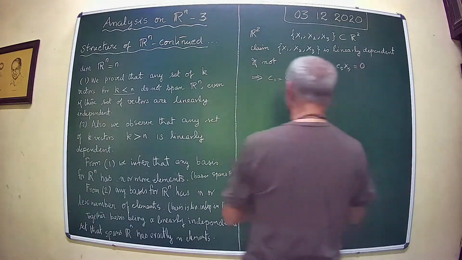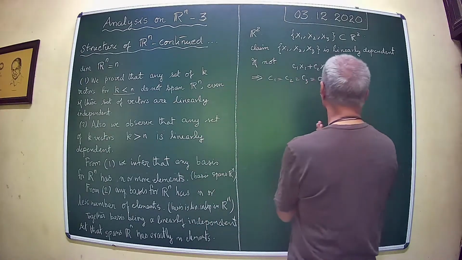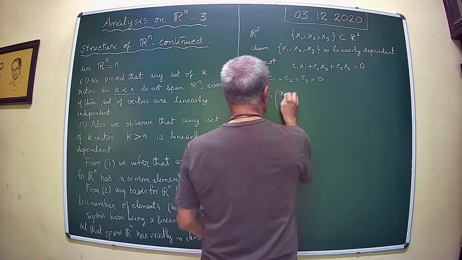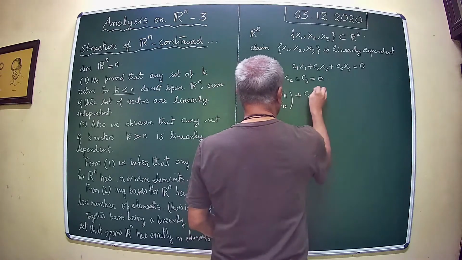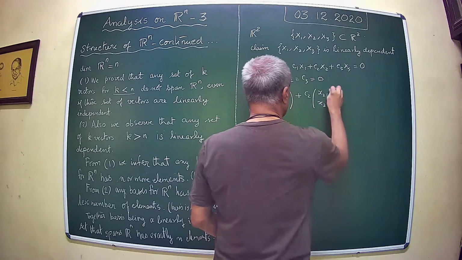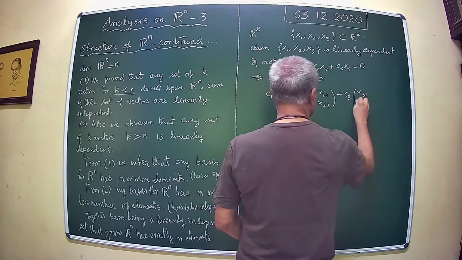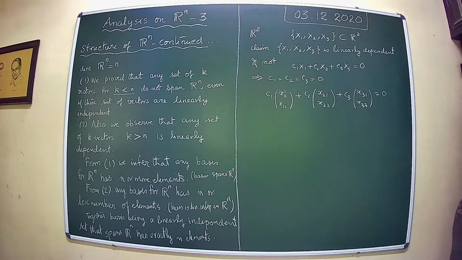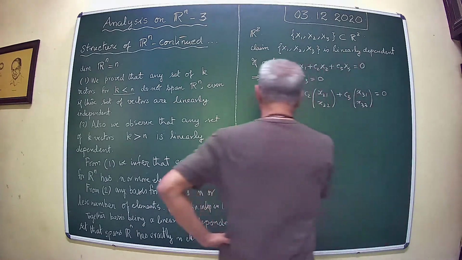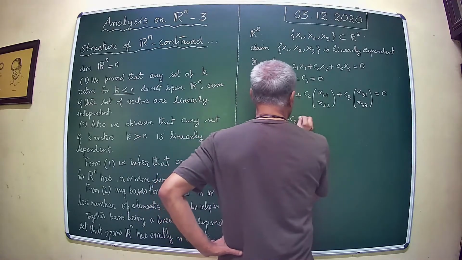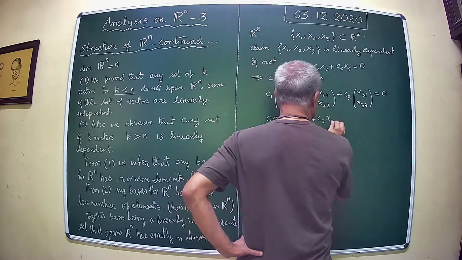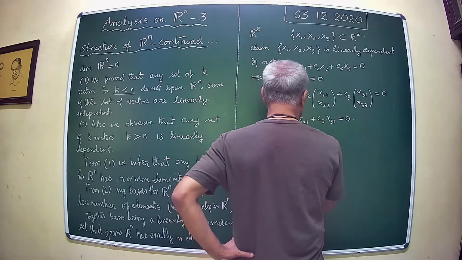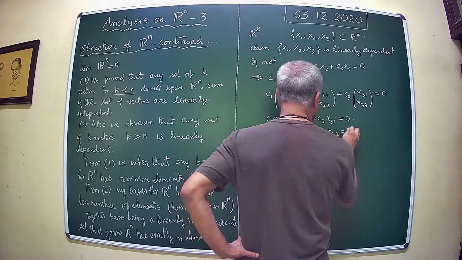Now what does that mean? x1 has 2 components, x2 has 2 components, x3 has 2 components. This means two equations: c1 x11 plus c2 x21 plus c3 x31 equal to 0, and c1 x12 plus c2 x22 plus c3 x32 equal to 0.